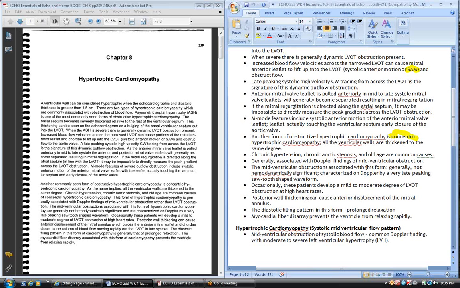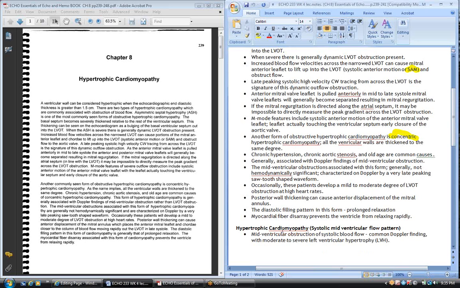Posterior wall thickening can cause anterior displacement of the mitral annulus. The diastolic filling pattern in this form is prolonged relaxation, which would be what? It's grade 1 diastolic dysfunction. Myocardial fiber disarray prevents the ventricle from relaxing rapidly.